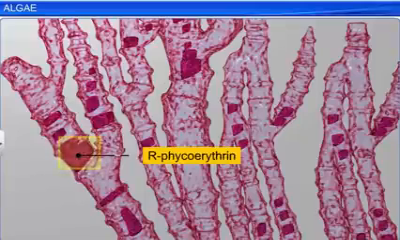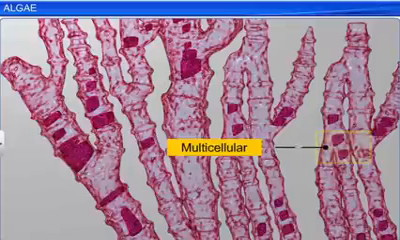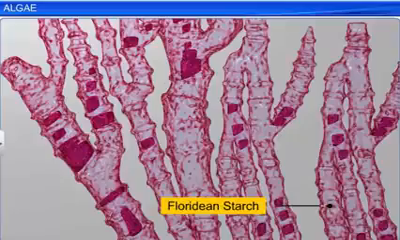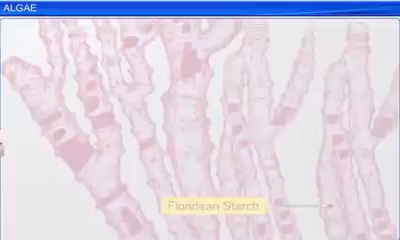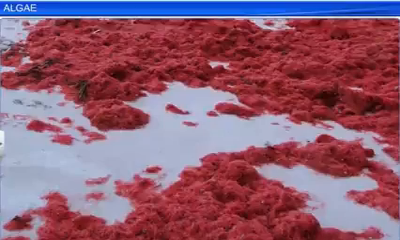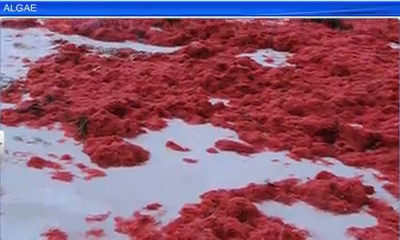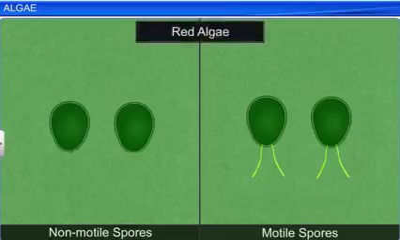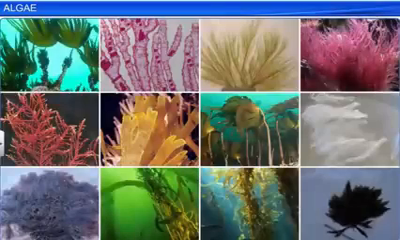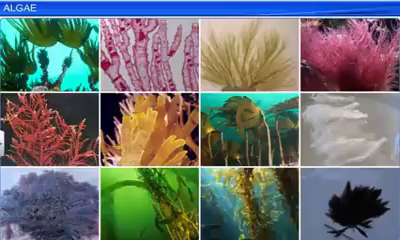The thalli of red algae are multicellular, and food is stored as Floridean starch inside the cells. Red algae are found in brackish and salt water, and mostly in warmer areas. Red algae reproduce vegetatively, asexually through non-motile spores, and sexually through motile spores. Thus we have seen that there are a variety of algae that thrive in the aquatic habitat.